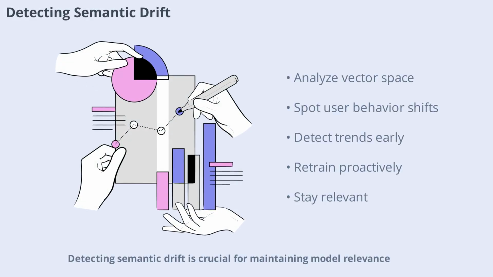Detecting semantic drift is crucial for maintaining model relevance. By continuously analyzing the vector space distribution of user queries, you can spot shifts in user behavior or emerging trends. Early detection allows you to retrain or adjust your models proactively, keeping your AI aligned with real-world needs.